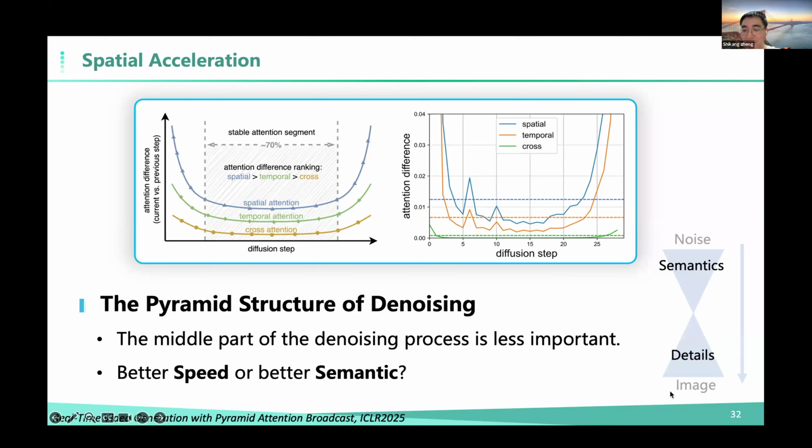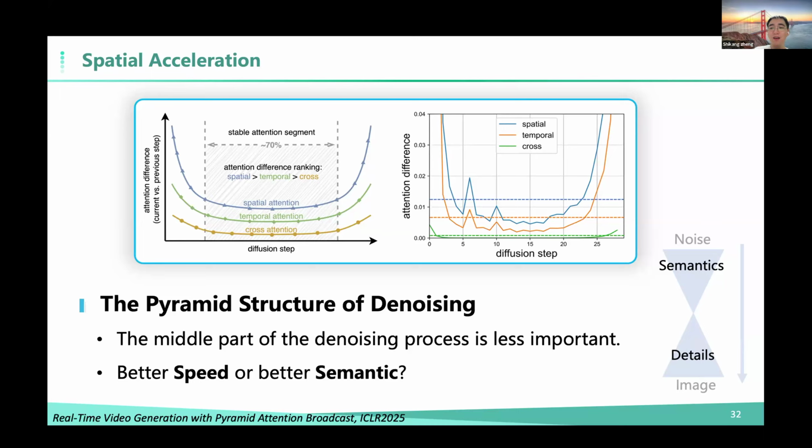This can be illustrated like the figure here. Basically, it goes from noise to image. The first part of the denoising is when the image is trying to build up some semantic information, and then there's the bottleneck. The bottleneck is less important, and then the final stage of the denoising is important again because it needs to generate fine details for the image. And there are lots of progressive resolution methods that follow this pyramid structure.